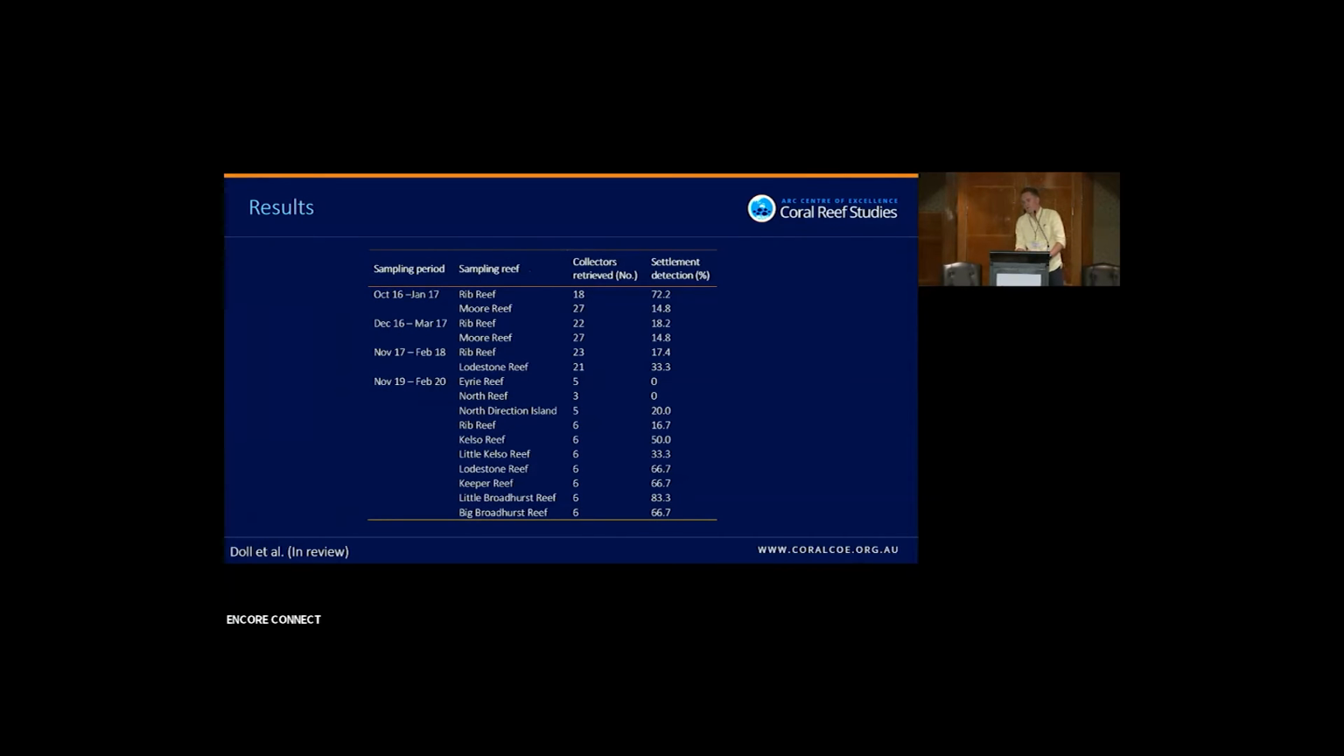Out of the 193 settlement collectors that were successfully retrieved and analysed as part of this study, COTS settlement was recorded in 60 collectors, which equates to about 31% of samples. During the 3 sampling periods from 2016 to 2018, settlement was recorded at all the 3 sampling reefs, which were located in the central and northern GBR.